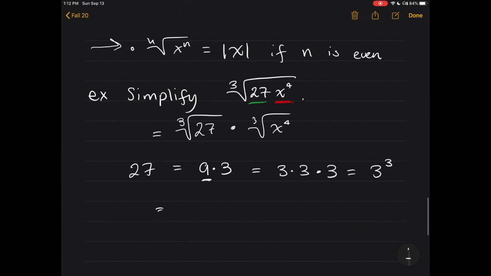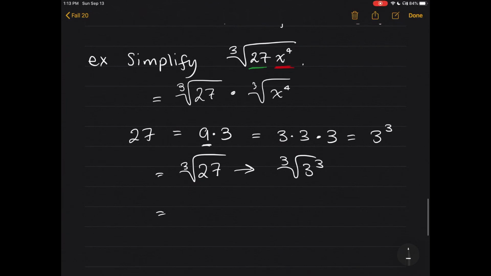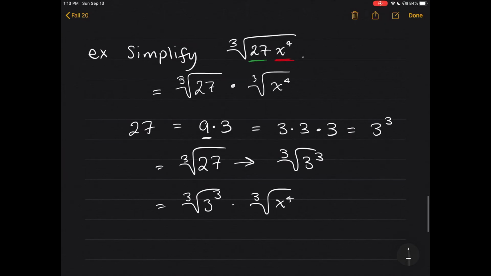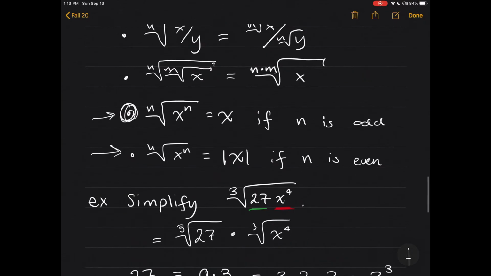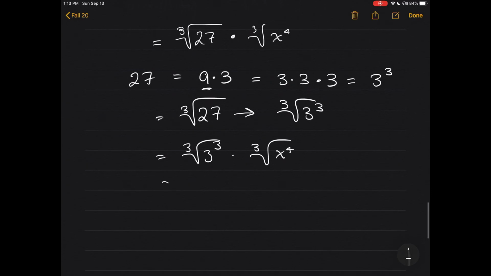So we can write cube root of 3 to the third times cube root of x to the fourth. And then 3 is an odd number, so we're going to use this rule here, and we can write 3 times the cube root of x to the fourth.